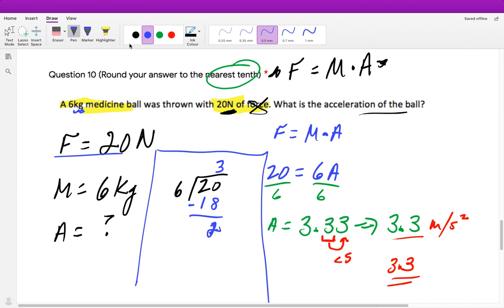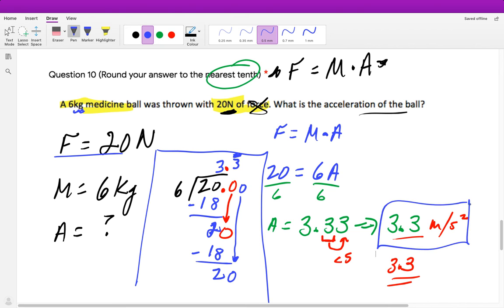So 6 is not going into 2. So then we need to add that decimal, so that way we can add the 0. When we add the decimal, we add it there. We can then drop the 0. And if you notice, we're dividing into the exact same number. So that means this pattern is going to continually repeat, because we would then do 3 times 6 is 18, and 20 minus 18 is 2. We would then add that 0 and bring that one down just like the other one. So that means it's going to end up being 3.33 repeating, which we know is going to round to just 3.3.